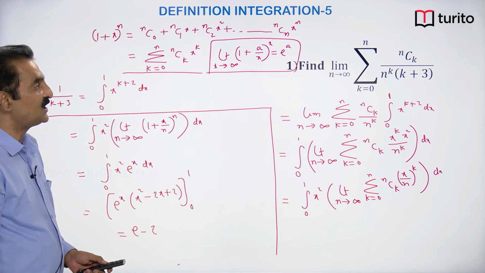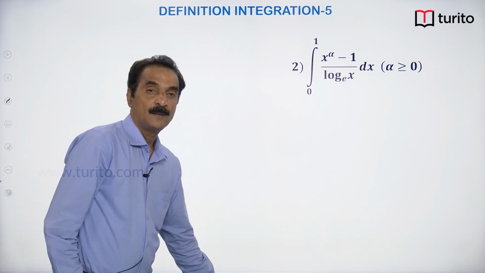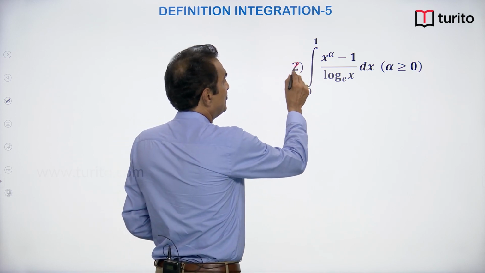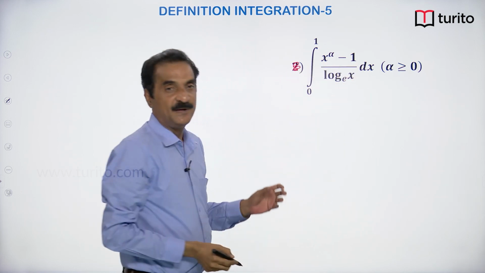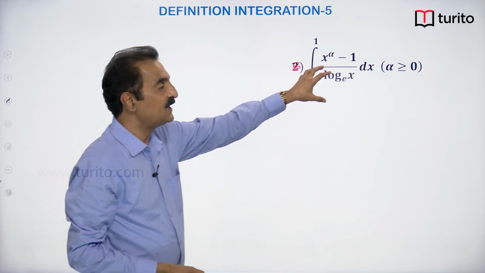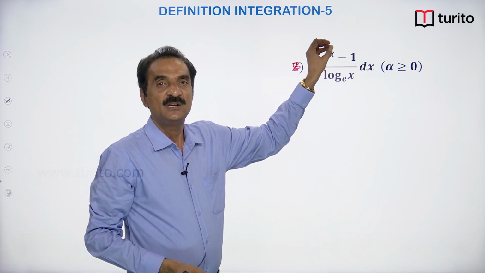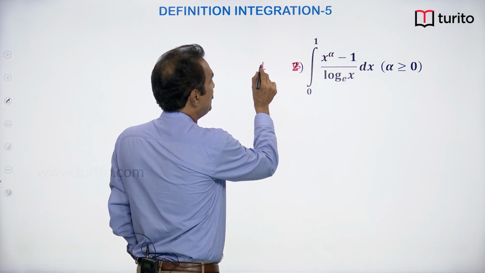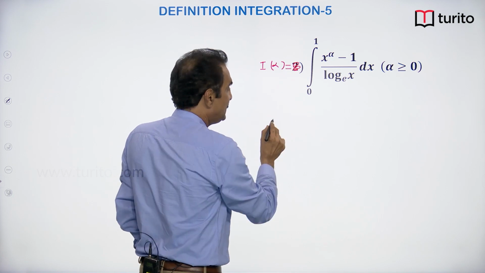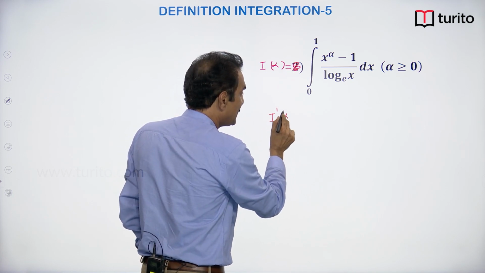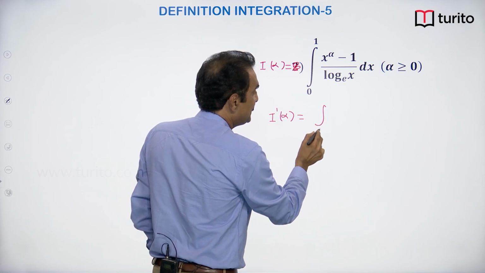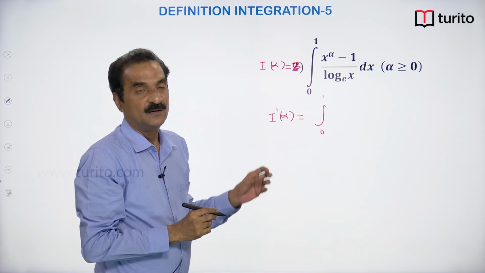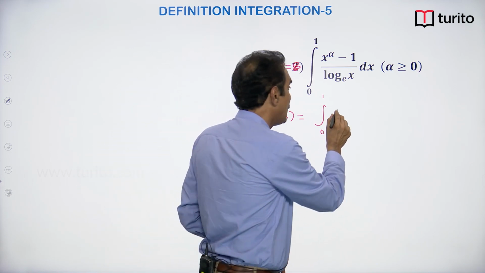Let us move on to the next question. Already we have solved this question. I just repeat the method. The definite integral will be in terms of alpha. After integrating with respect to x and substituting the limits, you will get the definite integral in terms of alpha. So, I will take it as I of alpha and differentiate I of alpha. I dash alpha will be integral 0 to 1 derivative of x power alpha minus 1 is x power alpha log x.